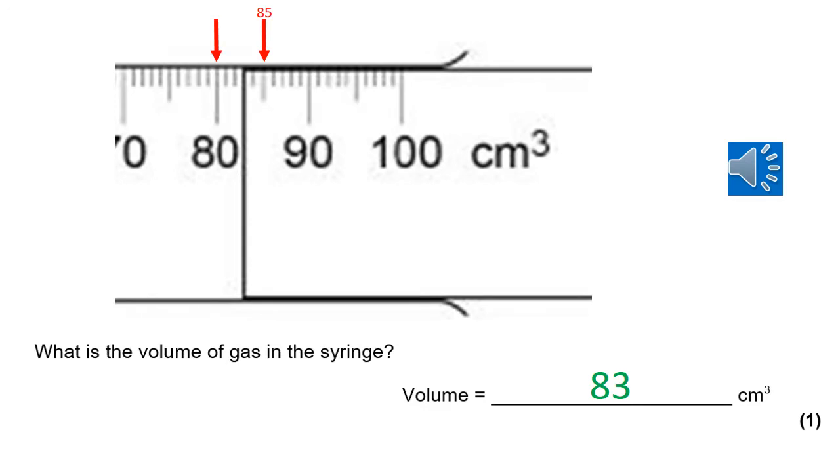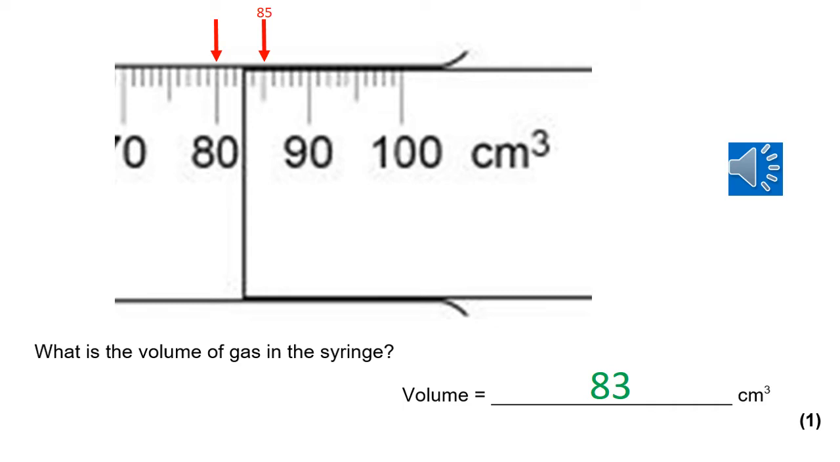This is reading a scale just as you would in maths. So you just check how many divisions there are between the readings that you've got. So here between 80 and 90 we've got clearly 10 divisions between those two. So each small division must be 1.